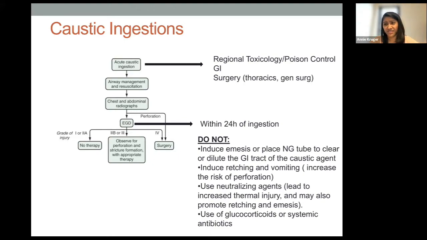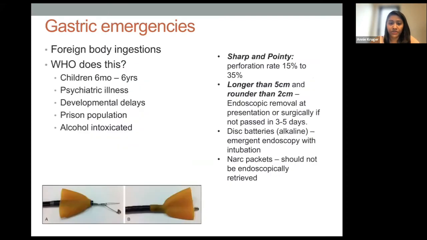If they are very nauseous, you want to keep their nausea under control as much as you can to reduce the retching and vomiting that will potentially lead to perforation. You can use some neutralizing agents, and sometimes we've used steroids or systemic antibiotics in these patients. Often they need to go to surgery soon, though.